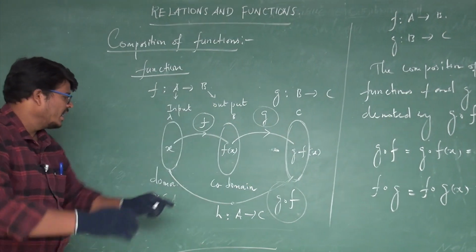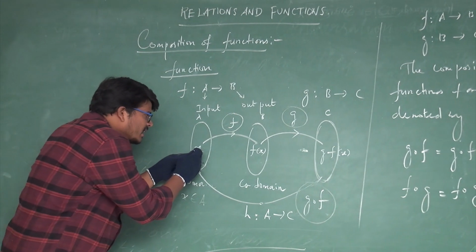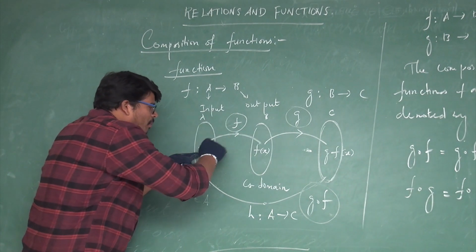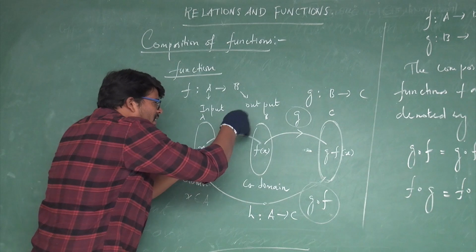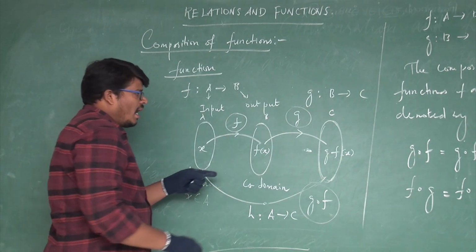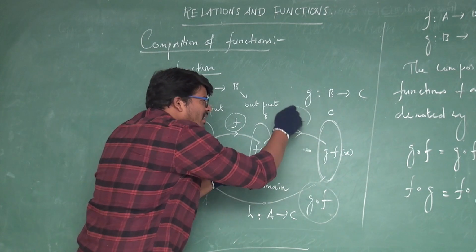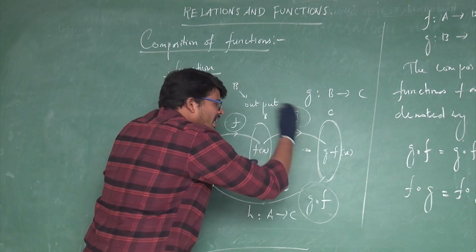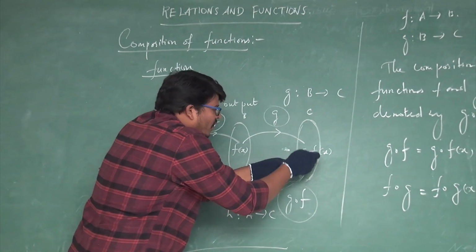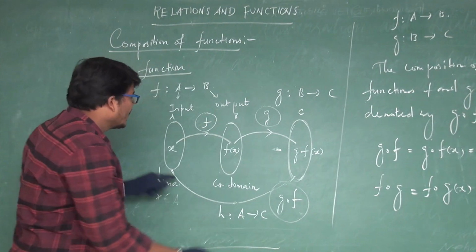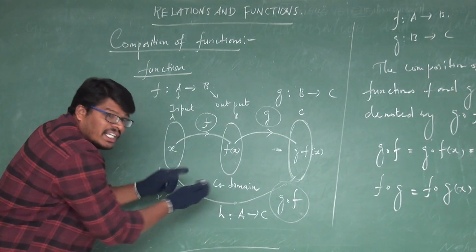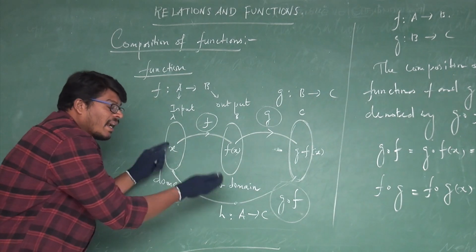In the composition of two functions, the function f is the mapping from A to B, and the function g is the mapping from B to C. Here f of x is the interior of g of f of x. The composition function is a nesting function.